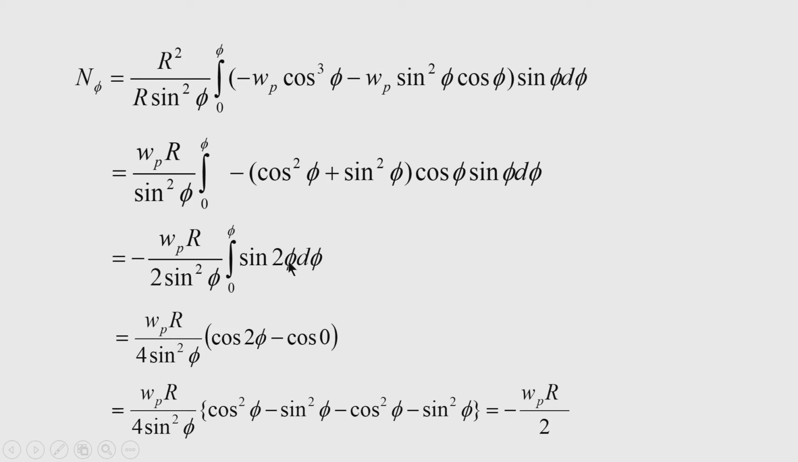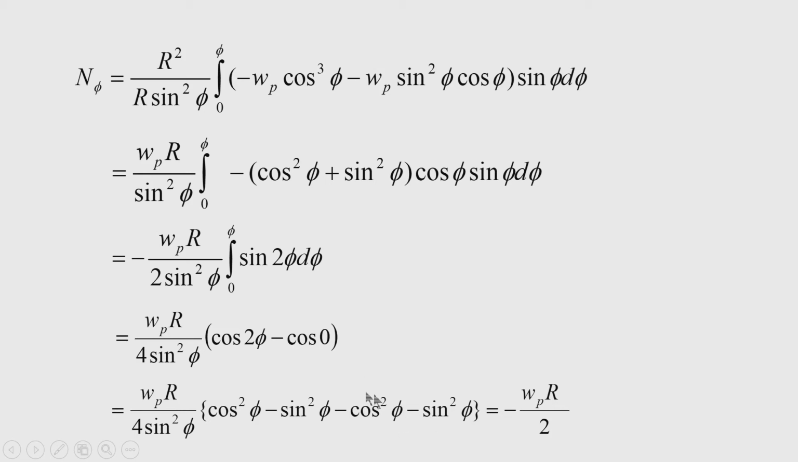So, now integrate this expression sin 2 phi, it will be minus cos 2 phi divided by 2, and then substituting the limit of the integration, we now get this quantity as W p r divided by 4 sin square phi. After carrying out this simplification, that cos 2 phi can be written as cos square phi minus sin square phi, and this cos 0 is 1, but 1 I have substituted as cos square phi plus sin square phi, but it is under the minus sign. So, therefore, cos square phi minus sin square phi.